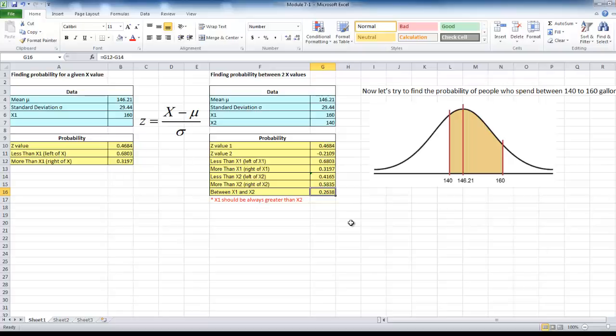So the answer of this question, 26.38% of people spend between 140 to 160 gallons.